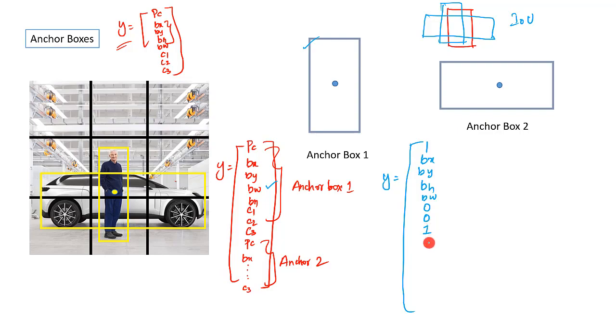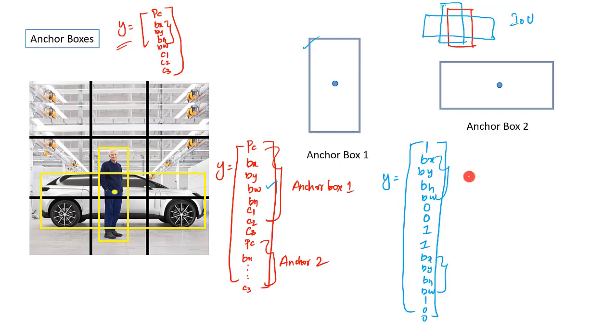And for anchor box 2, this grid cell again contains the car, right? So again, the PC value here will be 1, and it outputs the bx, by, bh and bw. And similarly, there is a car, so c1 will be 1 here, and the other two values will be 0. So even when a grid cell contains multiple objects, we can define multiple anchor boxes, and we can get multiple bounding boxes for that one specific grid cell which contains multiple objects.